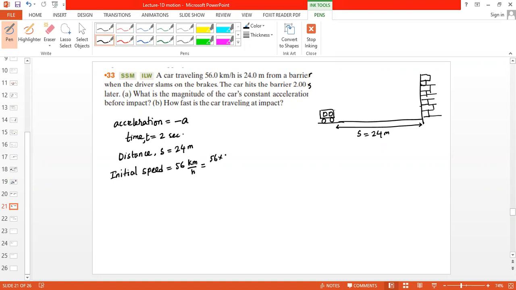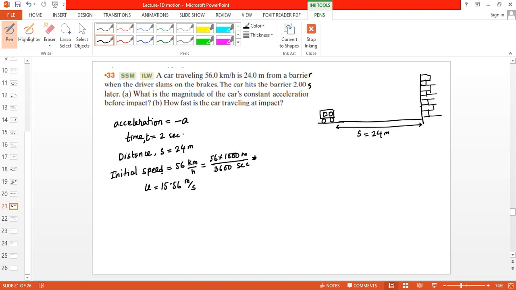This is 56 times 1000 meters divided by 3600 seconds. Do you have a calculator? Any of you? So initial speed u is equal to 15.56, right? Yes, sir. So this is the initial velocity.